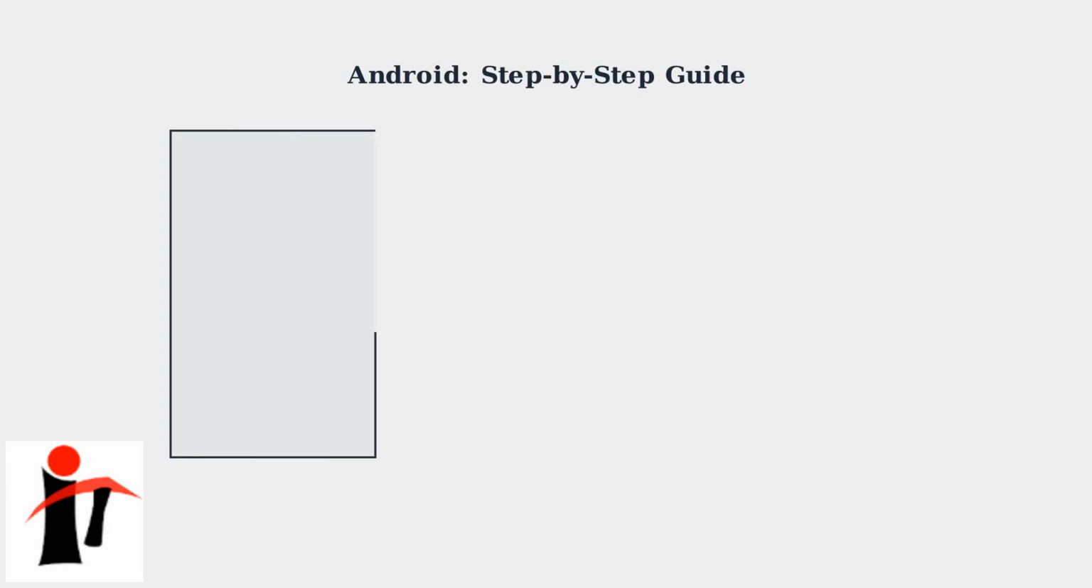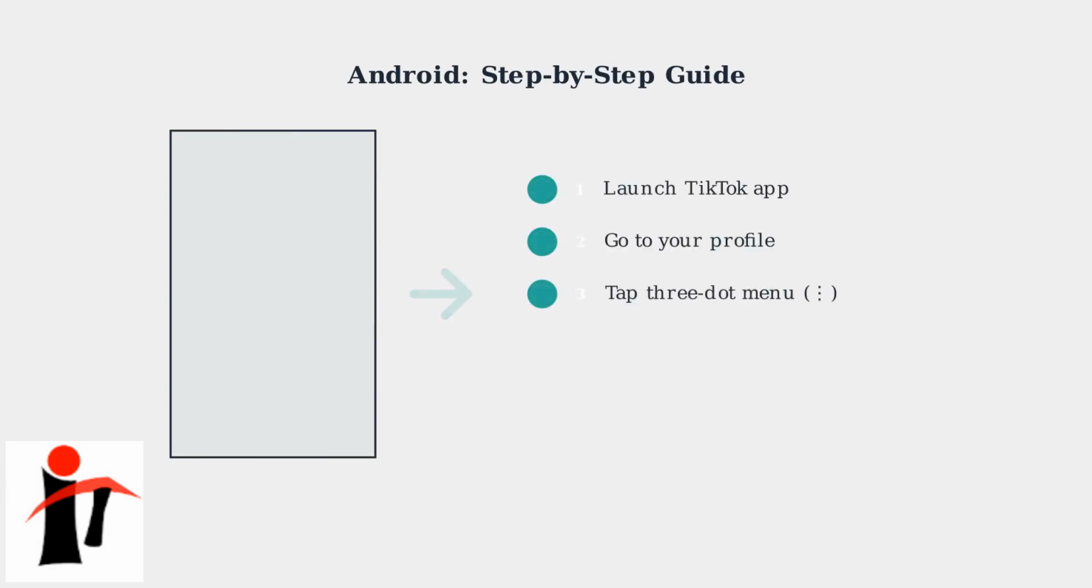Android users follow a very similar process. Launch TikTok and go to your profile page. Tap the three-dot menu in the upper right corner, select Share Profile, and choose Copy Link. That's it. Your profile link is copied to your device's clipboard.